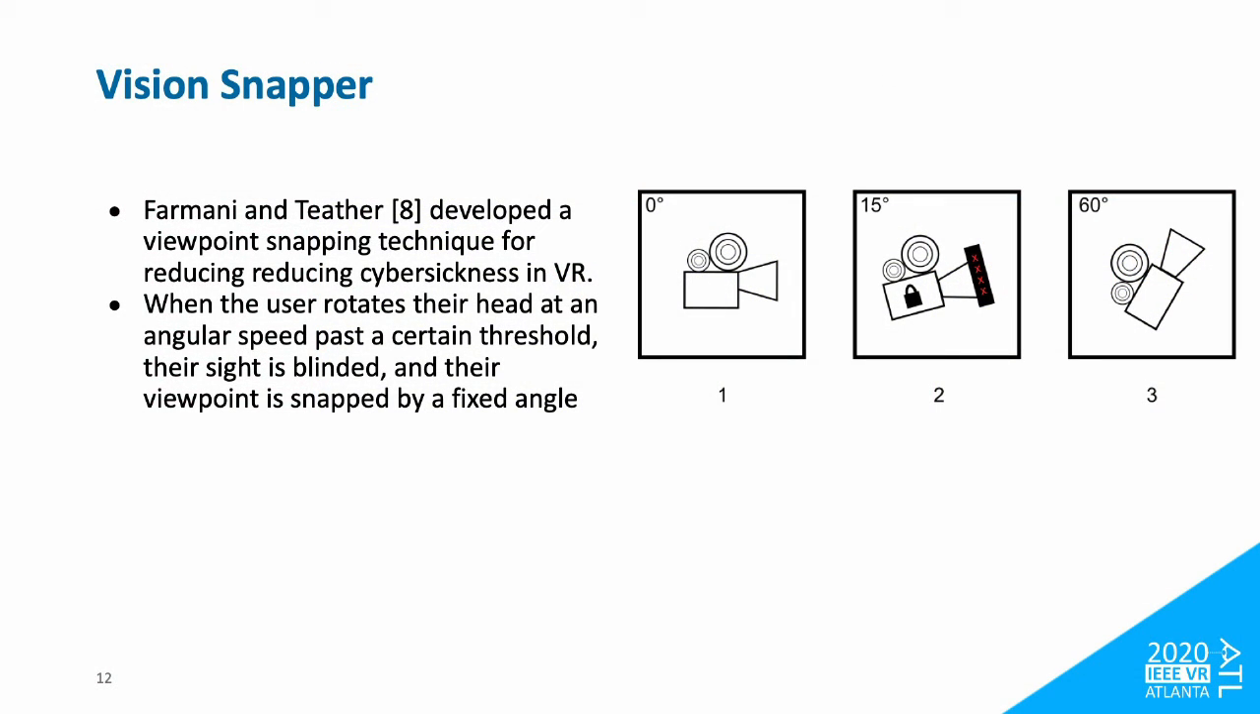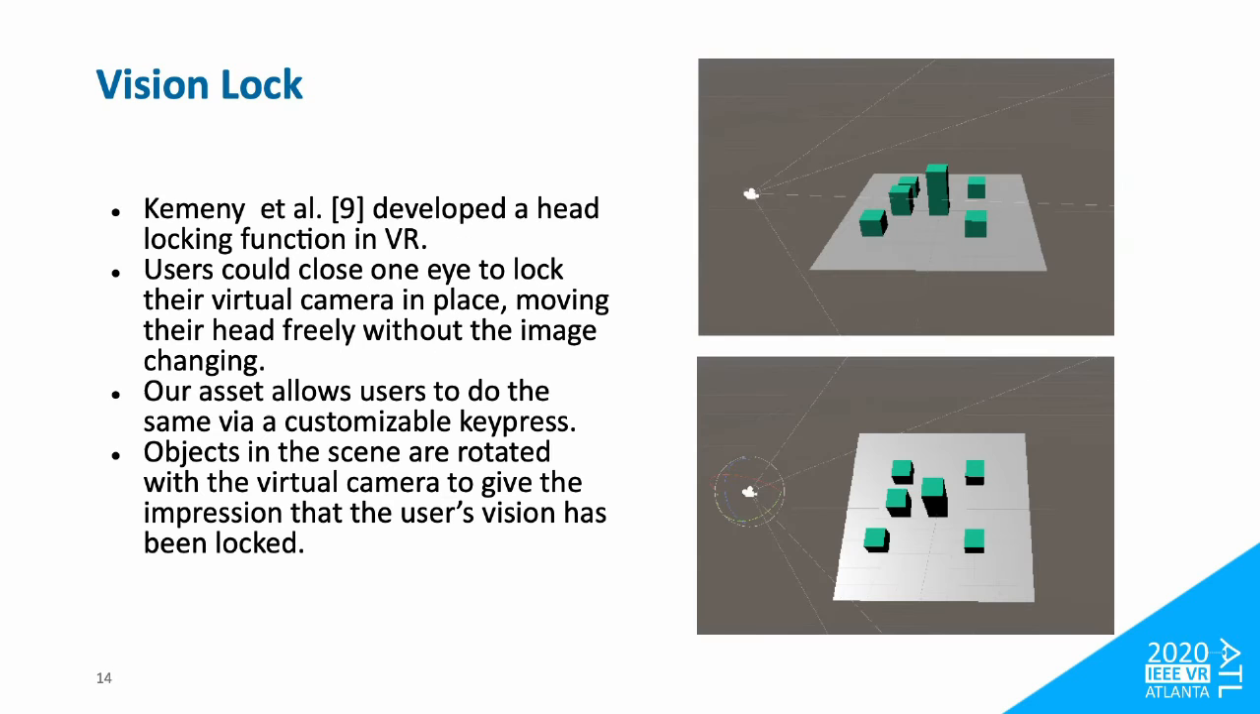Our Vision Snapper asset can be customized to control the snapping angle, the minimum angular speed threshold, and the transition time. Kamenidis et al. developed a head locking function for users in VR. Users could close one eye to lock their head within the simulation. The image displayed to them would remain the same even as they moved their head in reality. Our asset accomplishes the same behavior without eye tracking via a customizable key press.